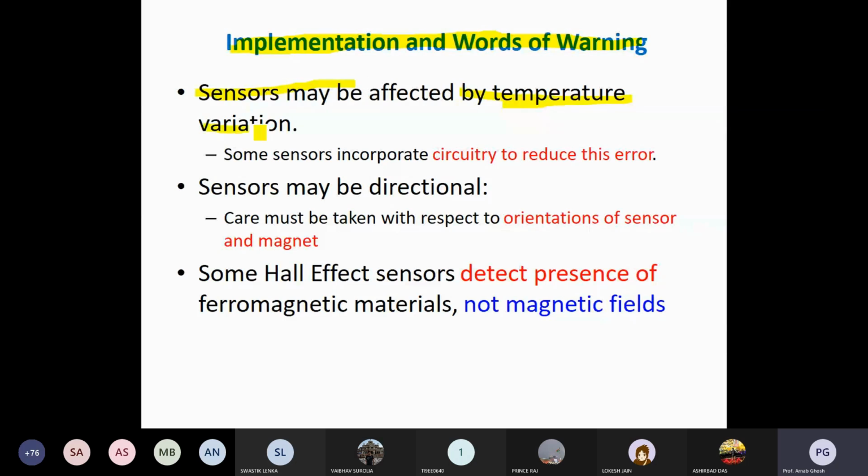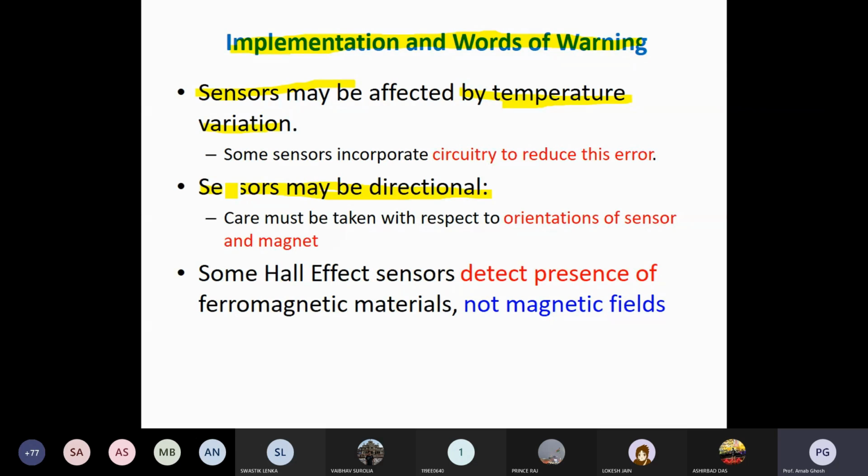The sensor may be directional. So it is unidirectional or bidirectional, or independent of direction, like your energy meter. Okay, so there is some directional movement, and you can use that for some protection devices also. That similar thing also happens for the sensor. Is there any rotating device? Is the direction important or not? If it is important, you have to think about it. So the sensor may be affected by temperature, and that's why some sensors incorporate circuitry to reduce this error.